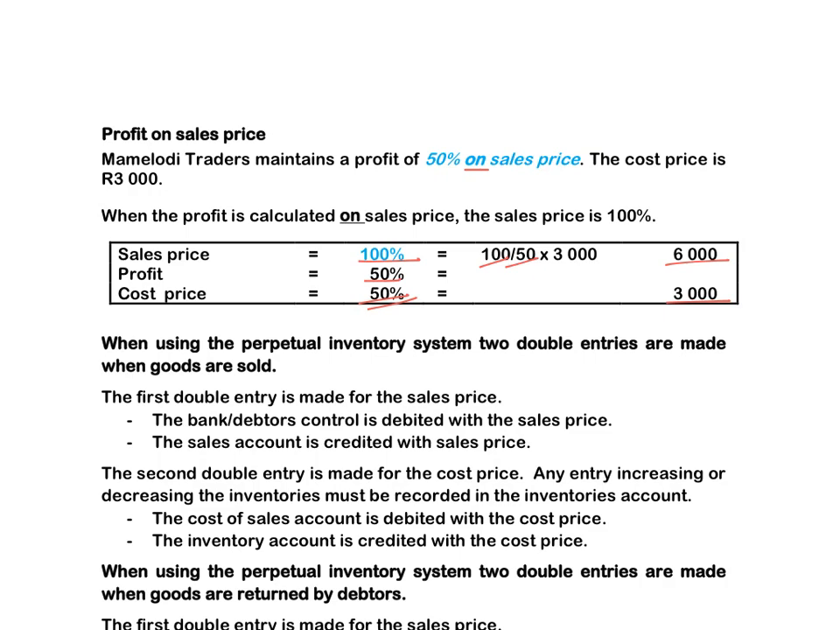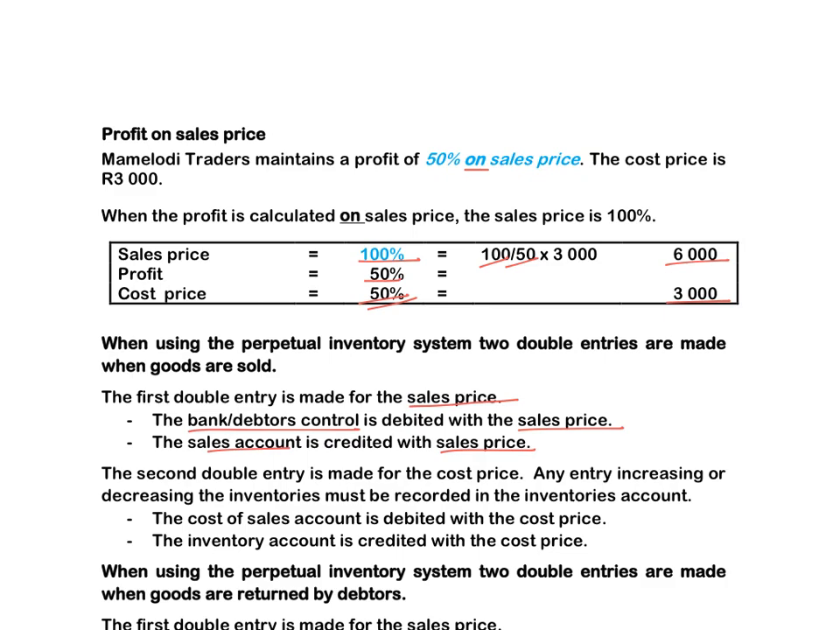When we use the perpetual inventory system, 2 double entries are completed when goods are sold. The first double entry is at the sales price, so the bank or debtors control will be debited, depending on whether we sell it for cash or on credit, and it will be debited with the sales price, because the money deposited in the bank will be the sales price, or the debtors will owe you the sales price. The sales account is credited because you want to increase the income with the sales price.